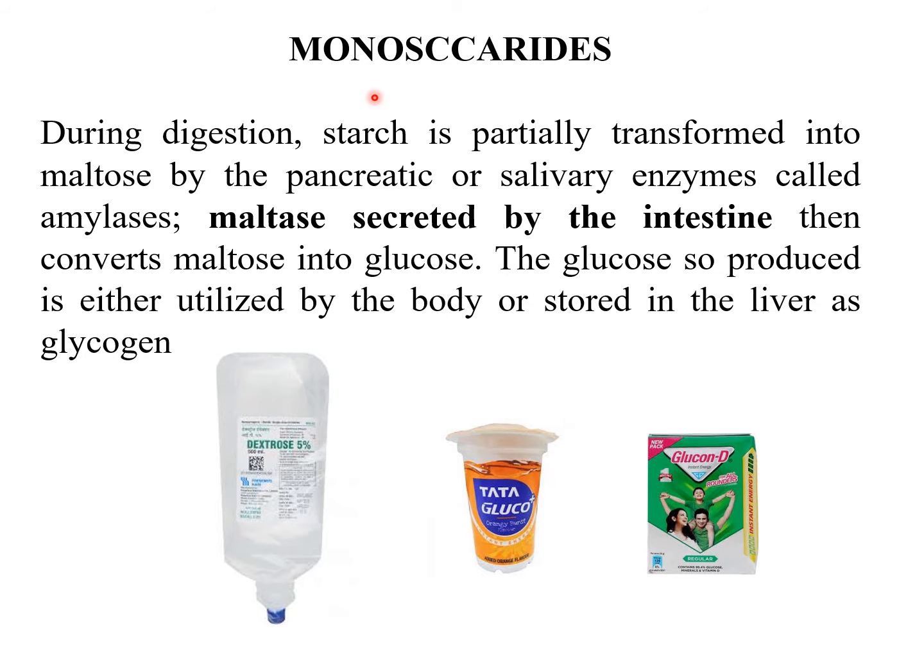Okay, during digestion the starch is partially transformed into maltose by the pancreatic enzymes. Then maltose is further digested and yields two glucose molecules. The ultimate aim of digestion is to make monomers so that they can be easily absorbed.